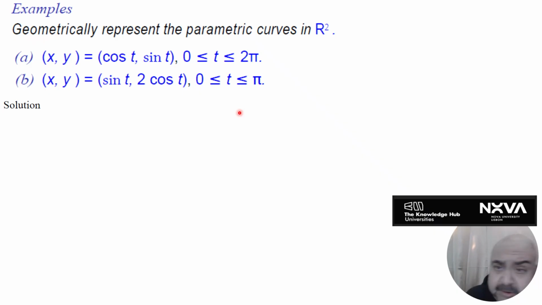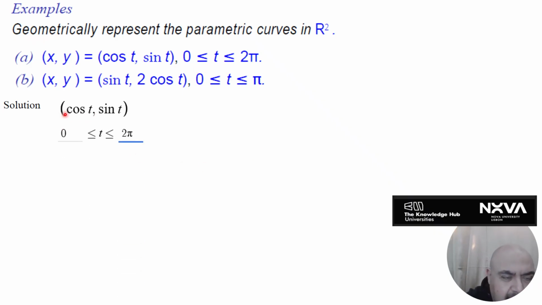Geometric representation for parametric curves in R2. Let's see the first one, which is cosine t and sine t, where t is greater than or equal to 0 and less than or equal to 2 pi. By trial and error, and by trying these curves, you will have the experience to know what each is going to represent. So if I'm using cosine t, sine t, while t is greater than or equal to 0 and less than or equal to 2 pi, this is mainly going to be a circle.